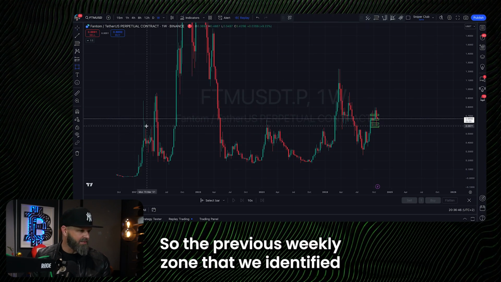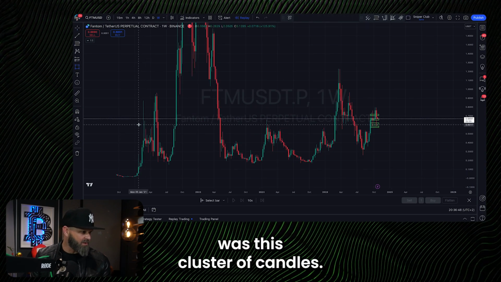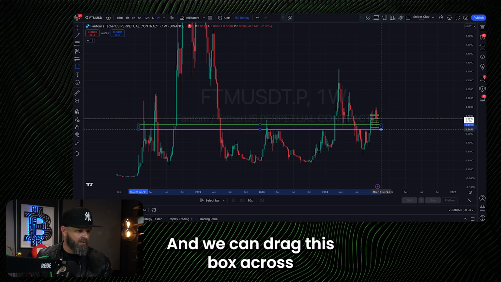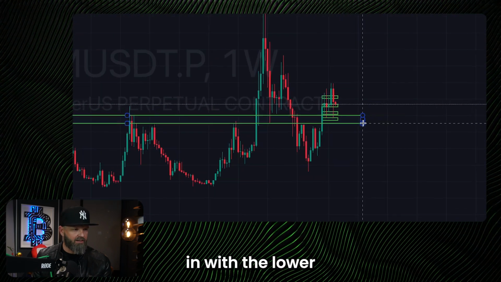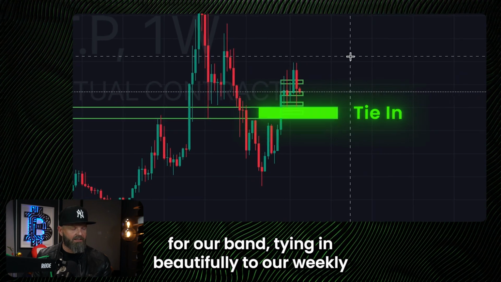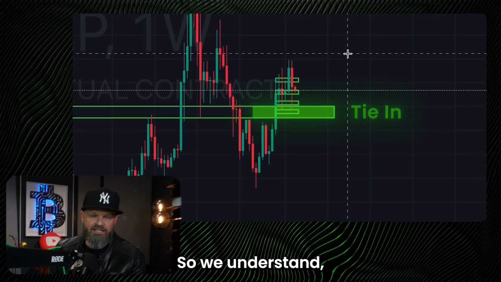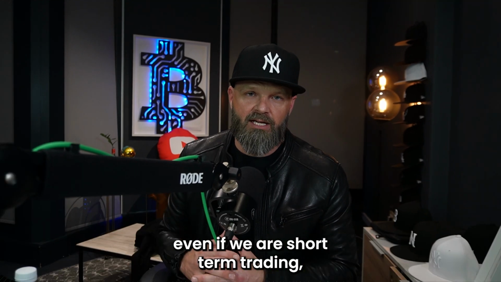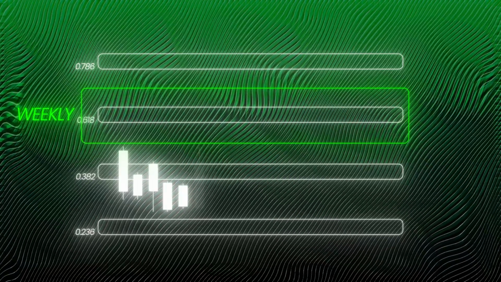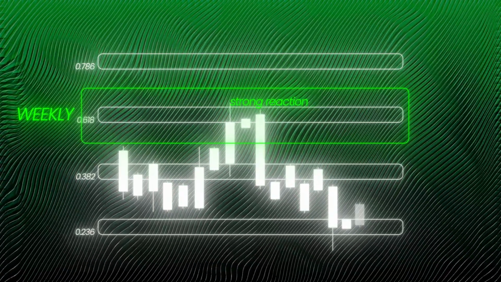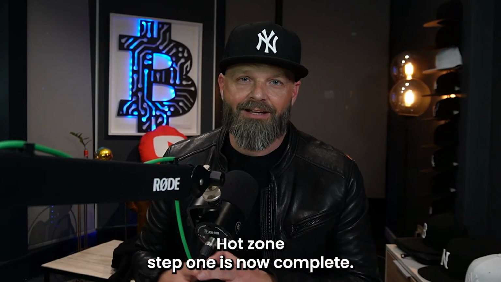So the previous weekly zone that we identified was this cluster of candles, and we can drag this box across and we can see this beautiful tie-in with the lower 4-hour band tying in beautifully to our weekly support region. So we understand, even if we are short-term trading, when the token or the price gets to that bigger level, there's a higher probability of a strong reaction in that zone versus a weaker reaction in one of the lower regions. Hot zone step 1 is now complete.